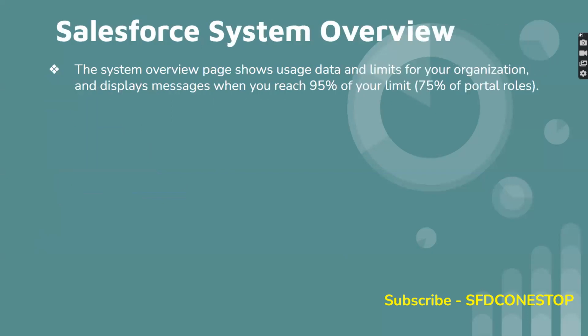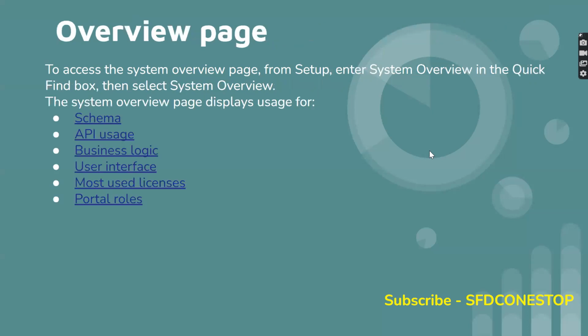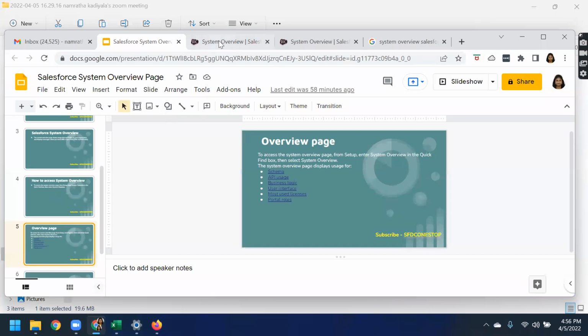But before that, how can you access the system overview? From Setup, go to the Quick Find box, and then just enter system overview. You will be able to see the system overview page. So now let us log in to our Salesforce development org, and I will walk you through how to access it, what the different sections available are, and what each section displays. So let's log in to Salesforce.